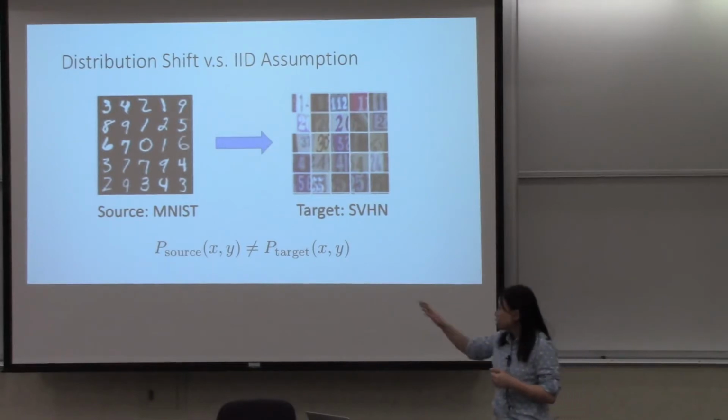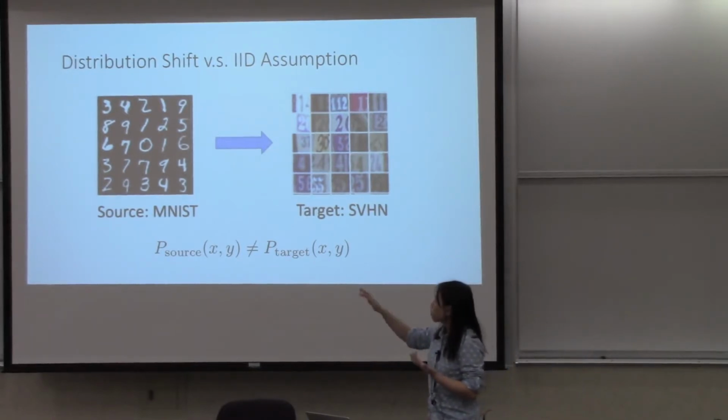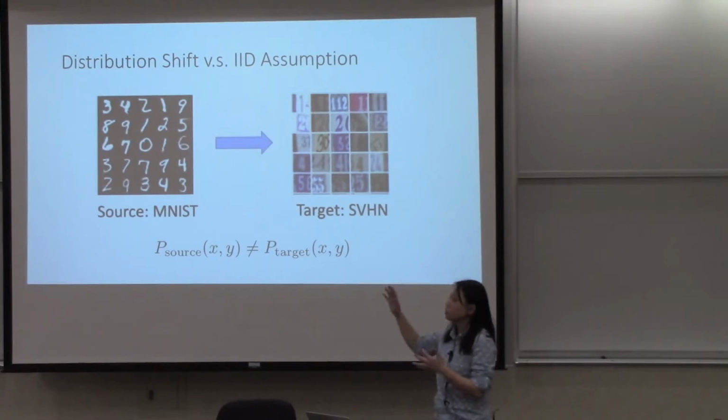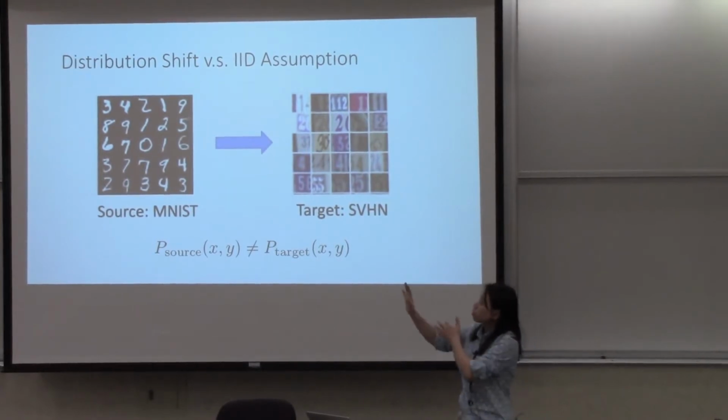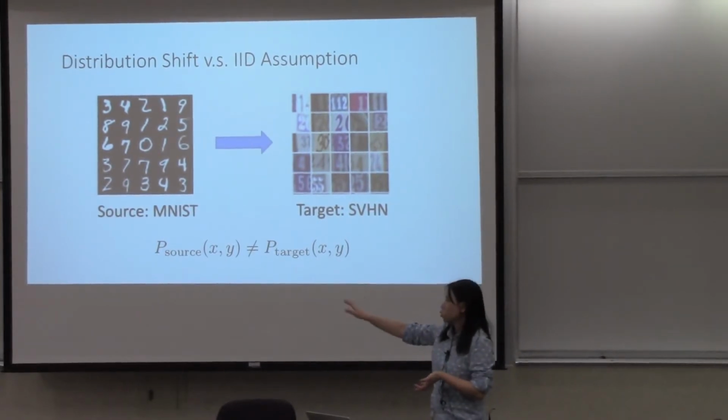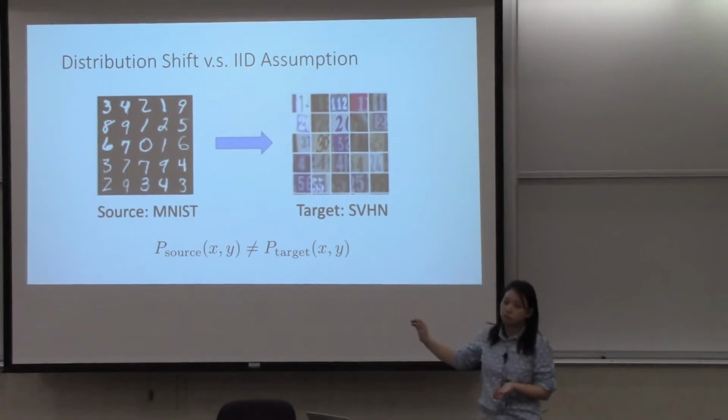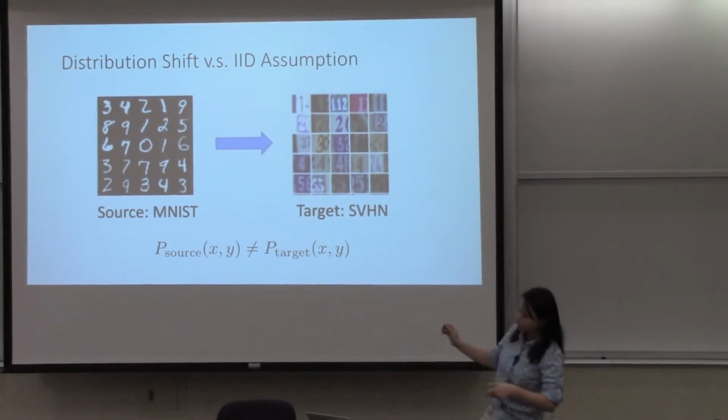So in this case, we call it source and target. In the domain adaptation literature, usually you have source and target. You can also say train and test; it's interchangeable. It's fine. It just says the source joint distribution of x, y is different from the target joint distribution of x, y.